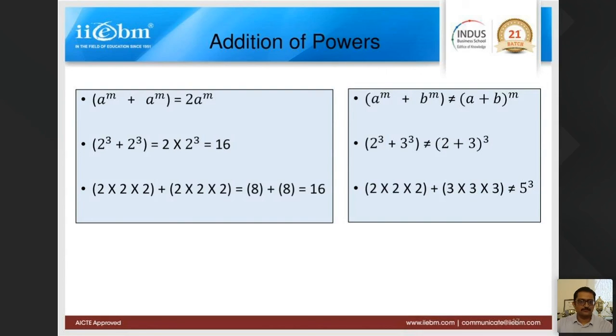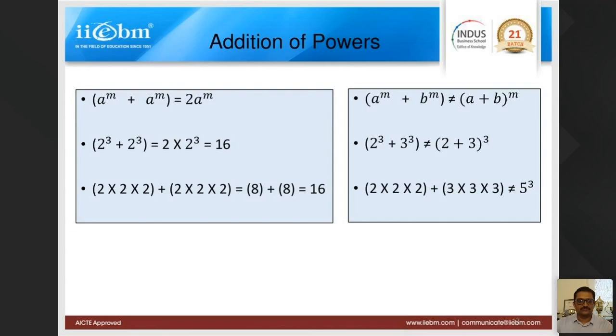So 2 raised to 3. Any number raised to a power tells us how many times we have to use that number for multiplication. So for 2 raised to 3, 3 times we have to use 2 to get the value of 2 raised to 3. So it is 2 into 2 into 2. That is 2 raised to 3. Plus 2 raised to 3 again, so 2 into 2 into 2.